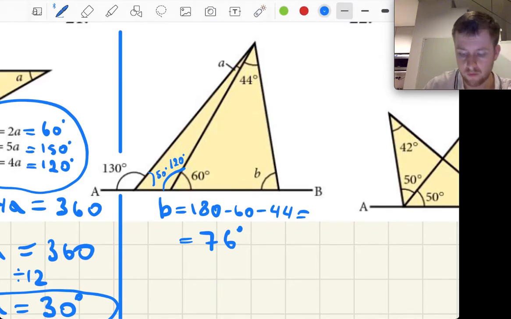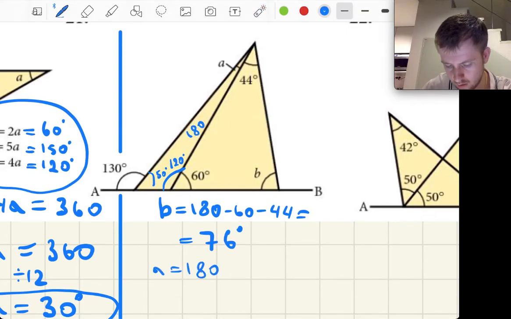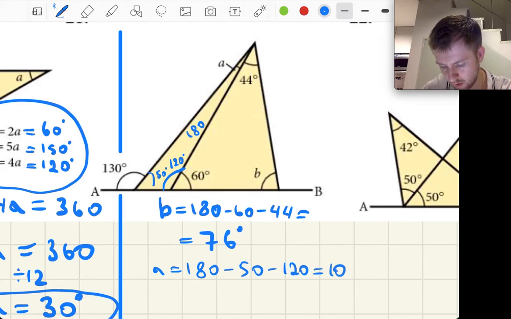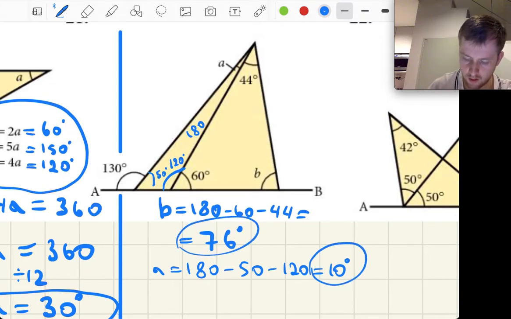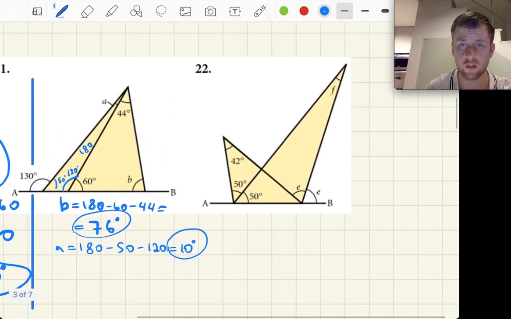And finally, we have 50, 120 to get to 180. We only need 10, so A will be equal to 180 minus 50 minus 120, which is equal to 10 degrees. So that's our answer. B is 76 and A is 10 degrees.